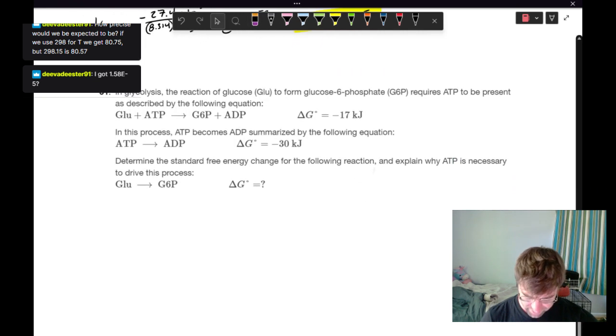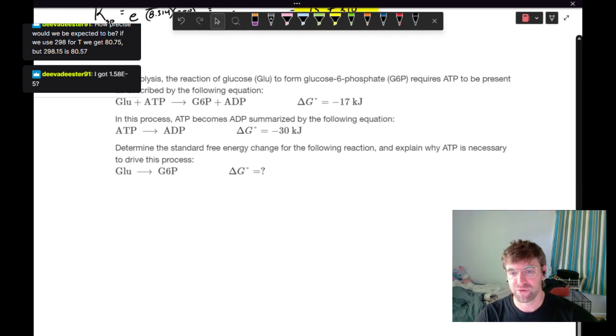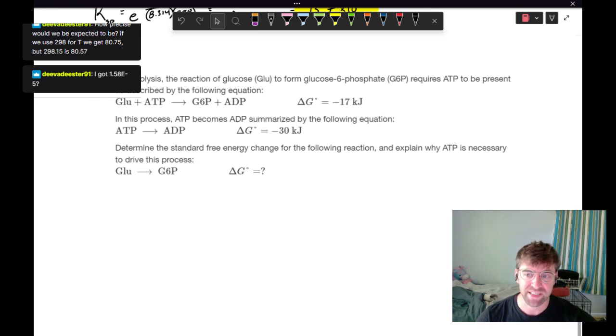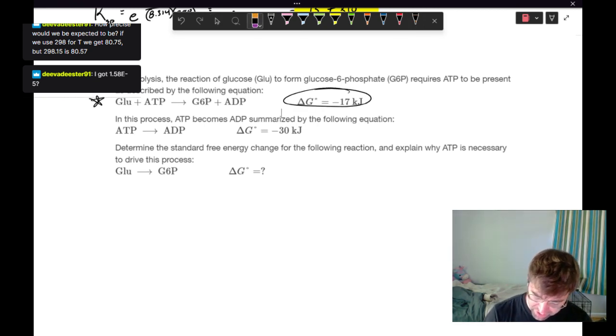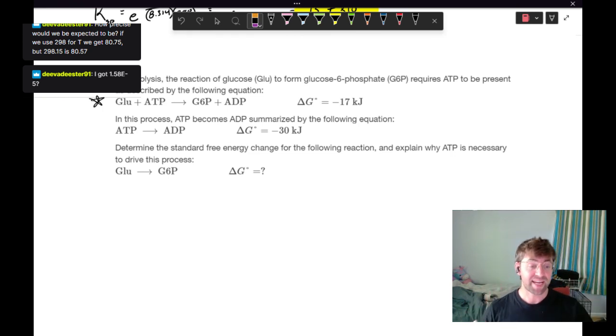All right. In glycolysis, the reaction of glucose to form glucose 6-phosphate requires ATP to be present as described by the following equation. And we're given the total equation here with a negative Gibbs free energy, and so it is spontaneous as written. In this process, ATP becomes ADP through dephosphorylation, summarized by the following equation. So we have a Gibbs free energy for the dephosphorylation of ATP to become ADP. Determine the standard free energy change for the following reaction and explain why ATP is necessary to drive this process.